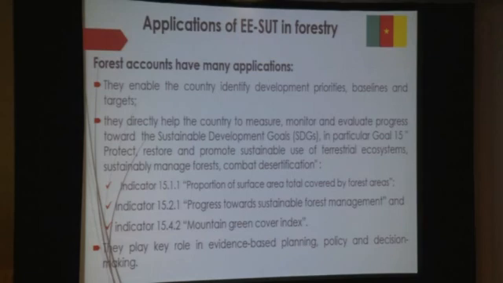How is forest account important? Forest accounts have many applications. They enable the country to identify development priorities, baselines, and targets. They directly help the country to measure, monitor, and evaluate progress towards the Sustainable Development Goals. In particular, Goal 15, as you know, that talks about protect, restore, and promote sustainable use of terrestrial ecosystems. And these accounts can help us provide information for indicators 15.1.1, 15.2.1, 15.4.2. They also play a key role in evidence-based planning, policy, and decision-making.